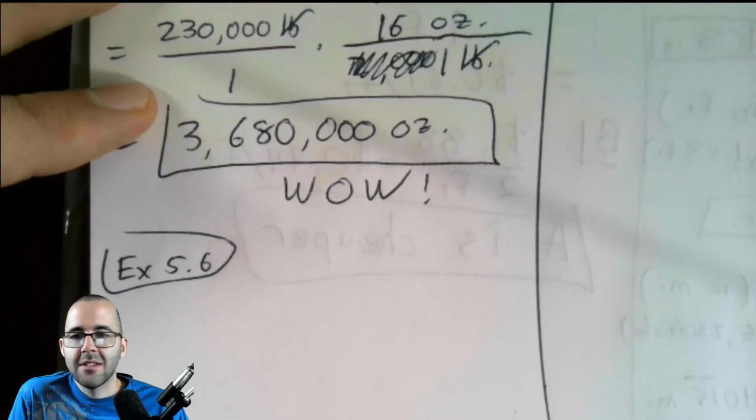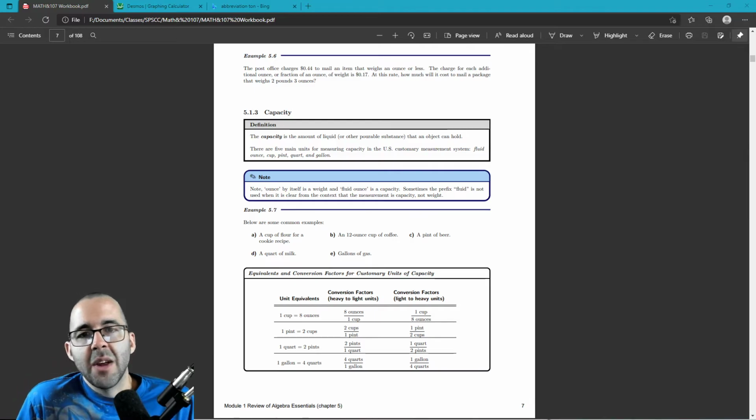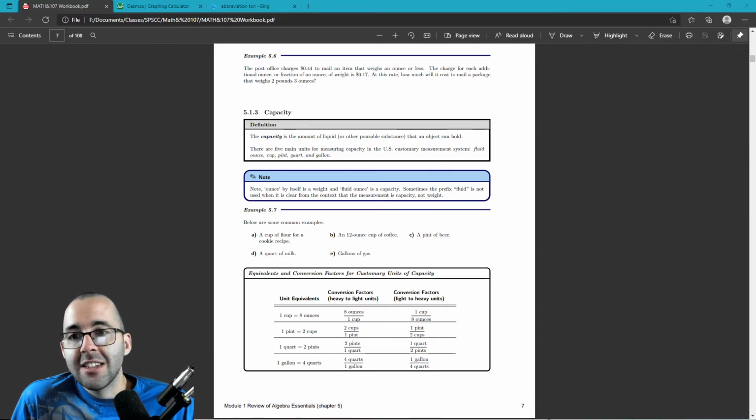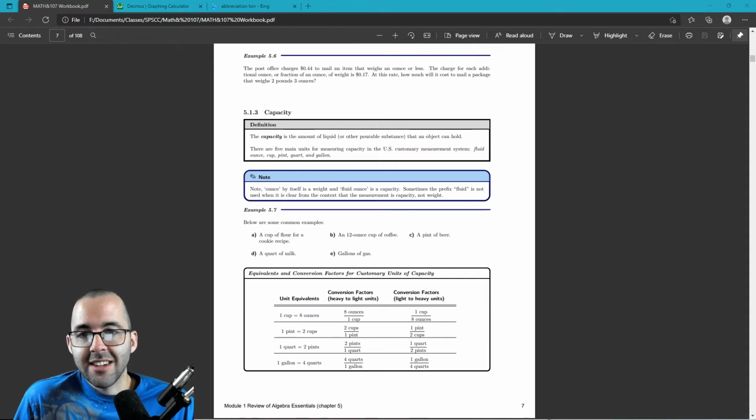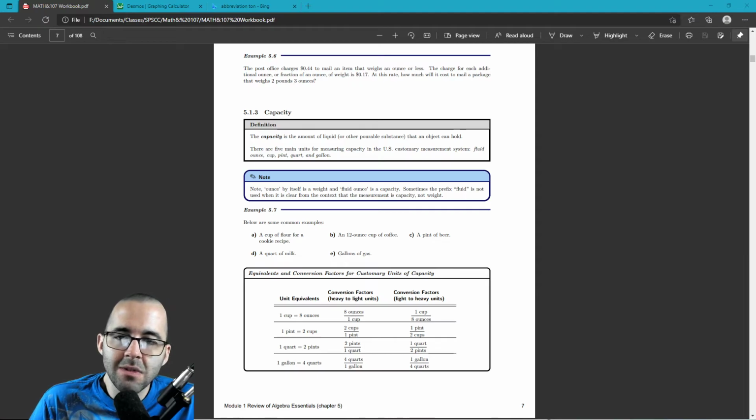the post office charges 44 cents to mail an item that weighs an ounce or less. The charge for each additional ounce or fraction of an ounce of weight is 17 cents. At this rate, how much will it cost to mail a package that weighs 2 pounds and 3 ounces?